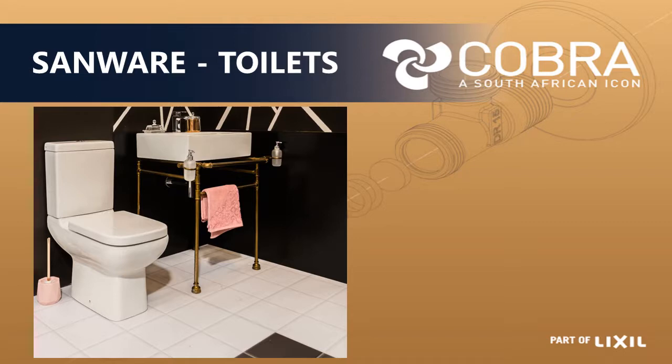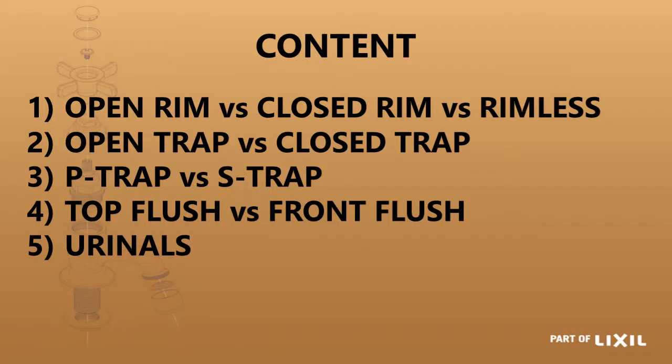Okay, today we're going to speak about an introduction to toilets and the different types of toilets. We're first going to have a look at the difference between an open rim pan, a closed rim pan, and a rimless pan. Then we'll look at an open trap versus a closed trap. Then we'll look at a P trap versus an S trap, and then a top flush versus a front flush. Then we'll have a look at urinals.